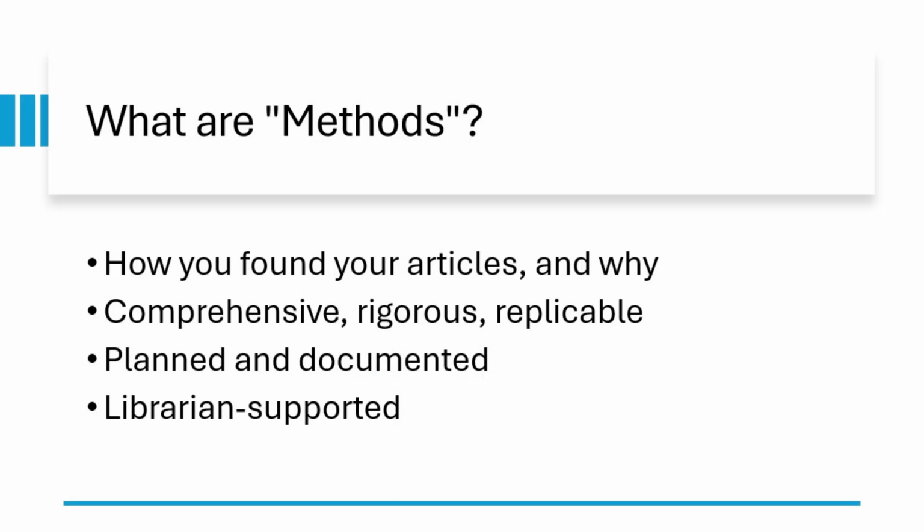The methods section comes at the very beginning of your literature review. Your methods are how you found the literature for your review and why you did it that way. Your literature review should be reasonably comprehensive, rigorous, and replicable, so it's important to have a clear and thorough explanation for how you conducted it.